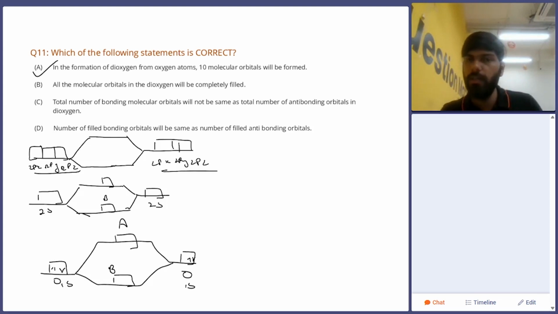All the molecular orbitals will be completely filled? No, they are not completely filled. Remember, 2p star x is equal to 2p star y, and they are partially filled. The number of filled bonding orbitals will be the same as the number of filled anti-bonding? No, this is also not correct. And option C is also not correct. So option A is the only correct answer for this question.